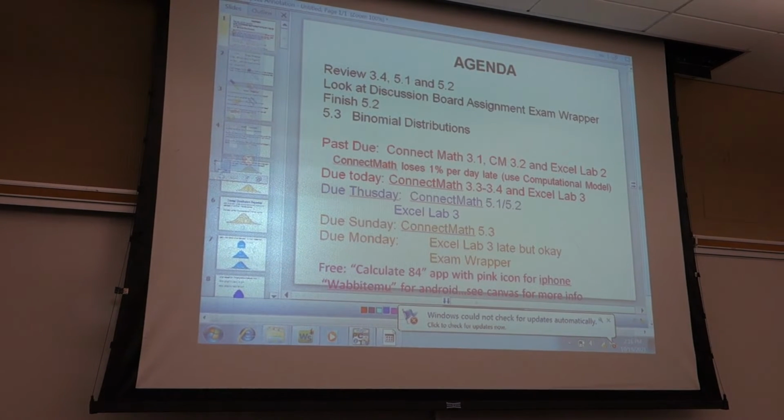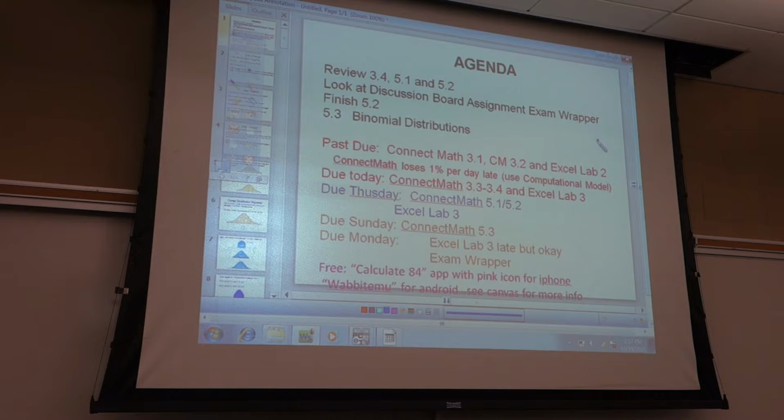Okay, so let's go ahead and get started today. Today what we're doing is we're going to review 3.4, 5.1, and a little bit of 5.2 we started on. I also want to take a look at this discussion board assignment on the exam wrapper, and we'll finish 5.2 and do 5.3.